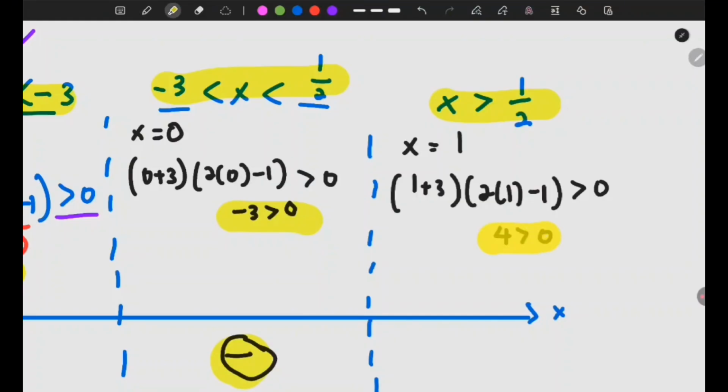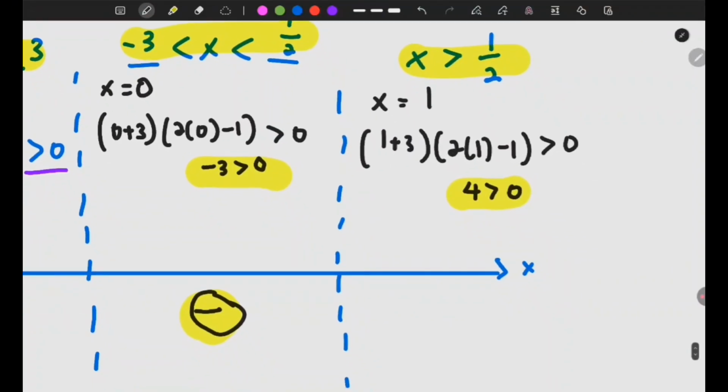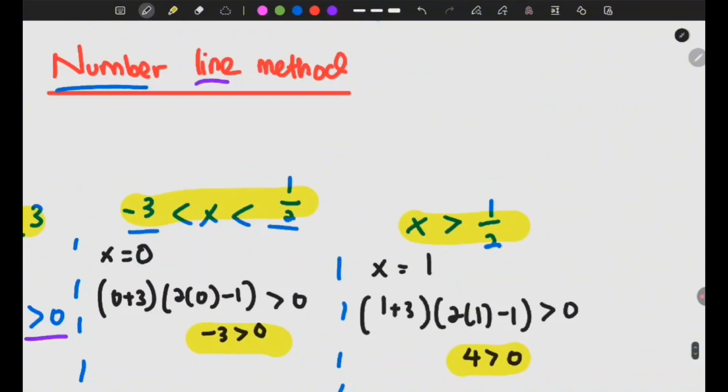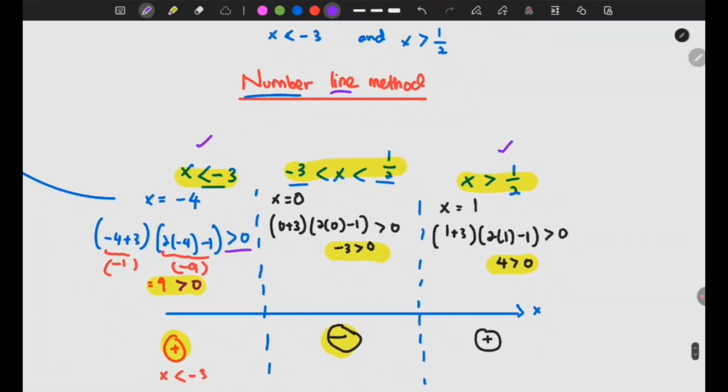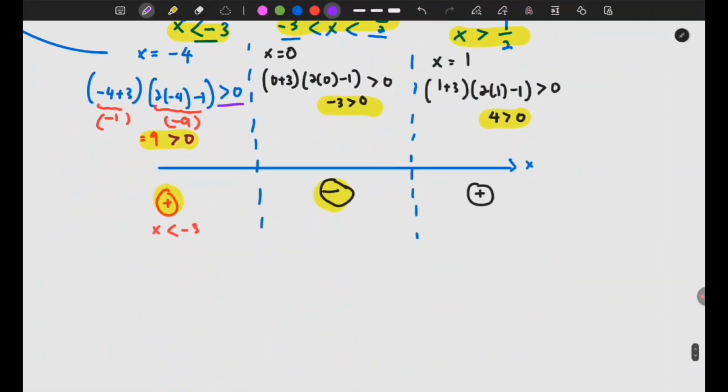So the statements that are correct are these two. Not the statement, sorry, the inequalities. The range. That means the answer should be x is less than negative 3 and x is more than 1/2. That will be your answer. This is how you do it.